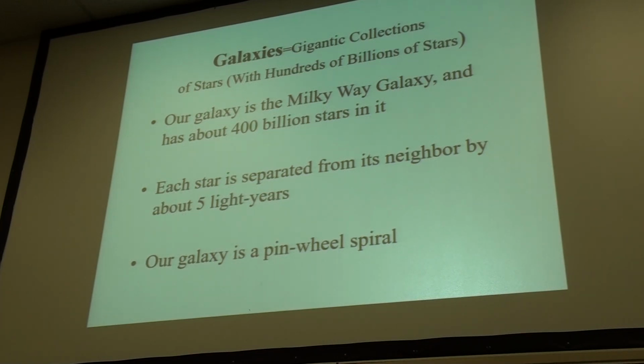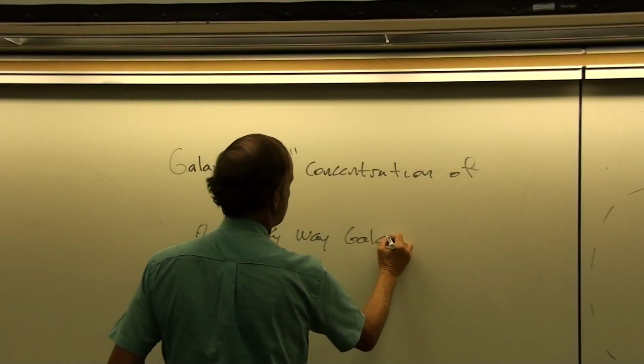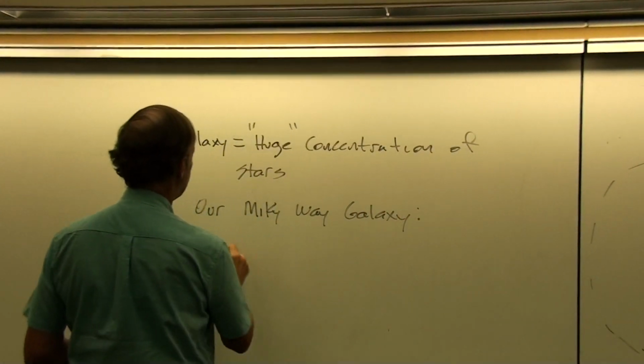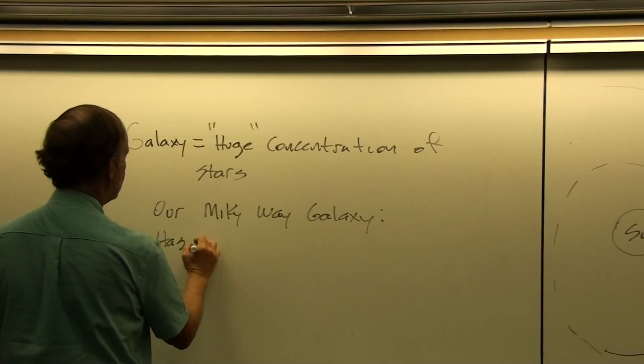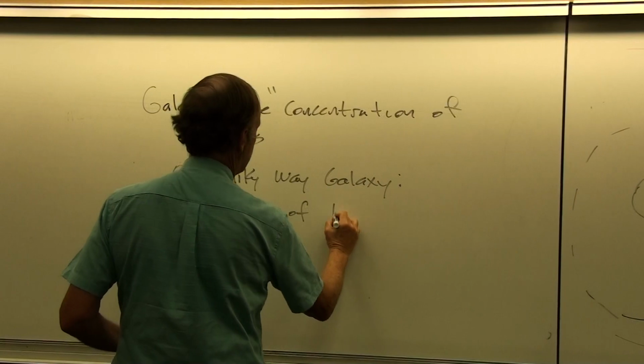So how big is huge? Well, our Milky Way galaxy has hundreds of billions of stars. Hundreds of billions. With a B.